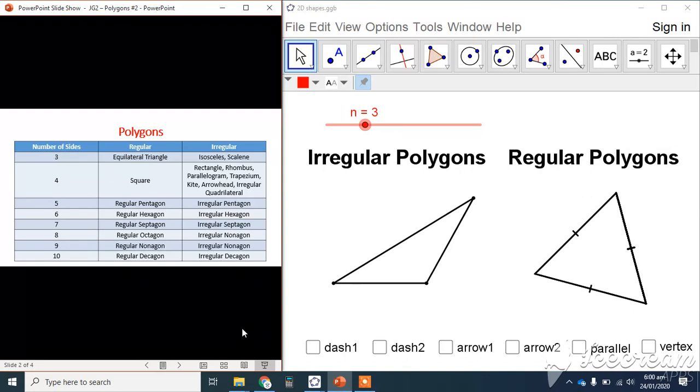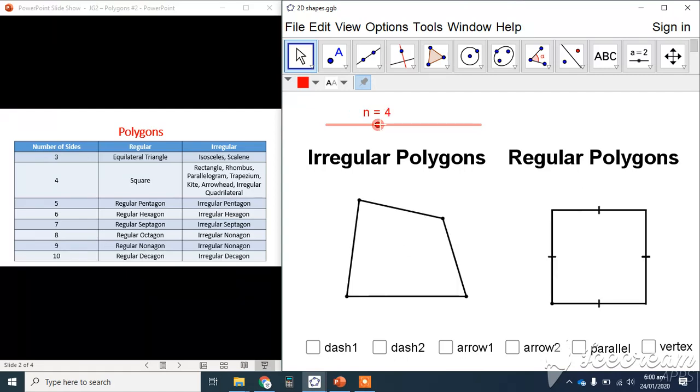Right, so we've seen this table before. It is the number of sides and the name, and we've talked already in the first video about having regular polygons and irregular. So for a three-sided shape we can have an irregular triangle or a regular triangle. Now, a regular triangle, we're going to chat in this video, is called an equilateral triangle.